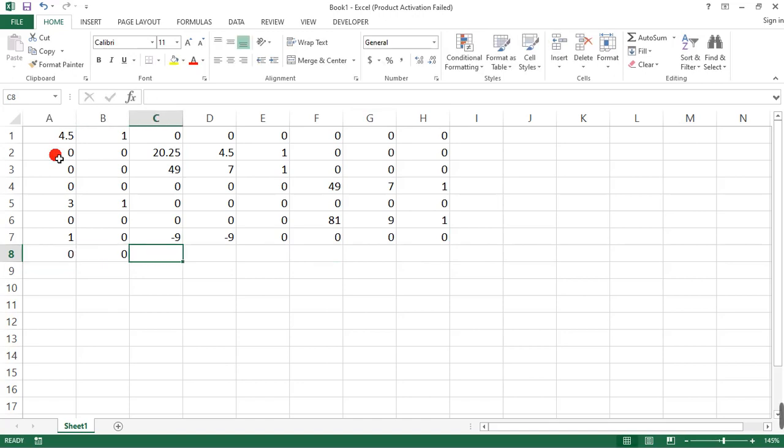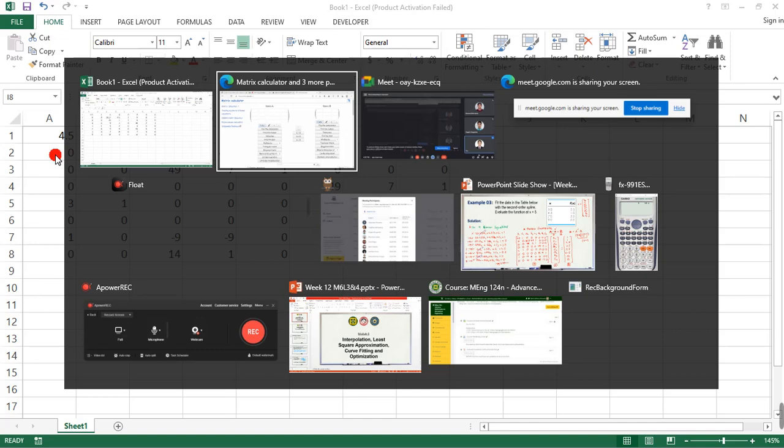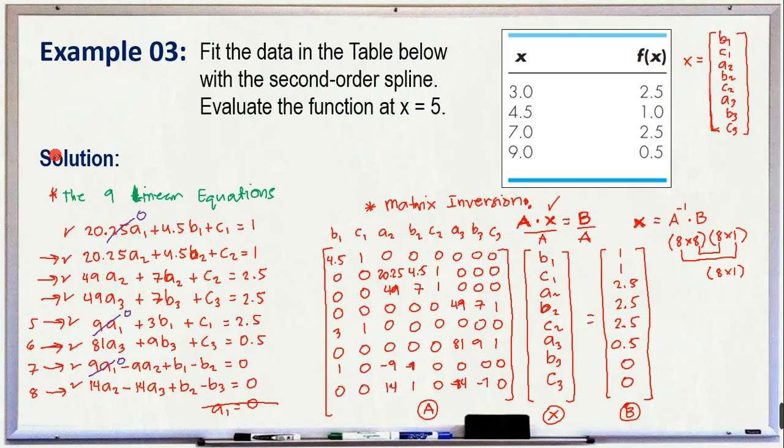0, 0. 14. 1. 0. Negative 14. Negative 1. 0. Okay. So, balik ta sa ato presentation.